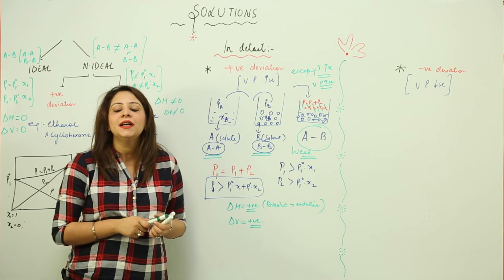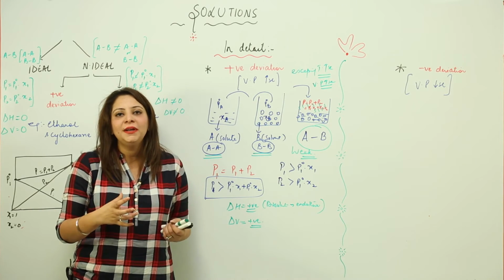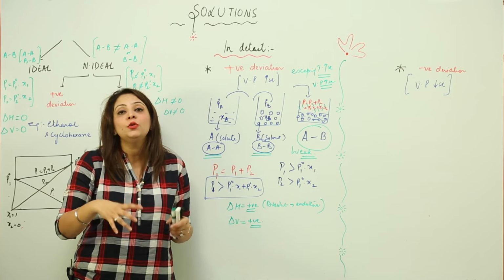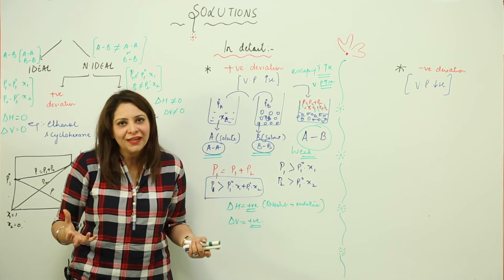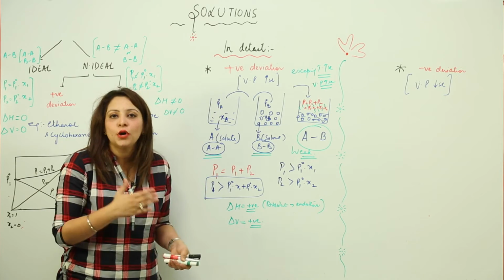Now why is delta V going to be positive? Because it has a weaker interaction. Weaker interaction means the molecules will be loosely held, and when they are loosely held, obviously the volume is going to increase if we compare it with the ideal one. So that is why we say that they are showing positive deviation.